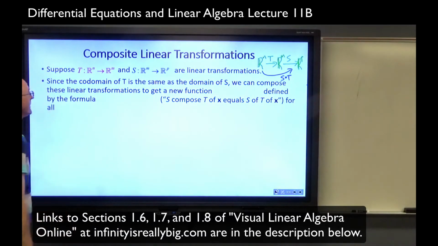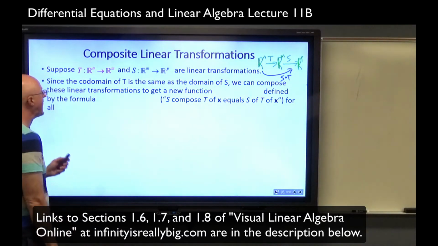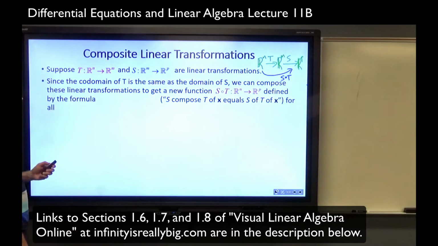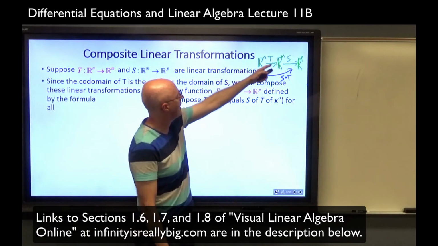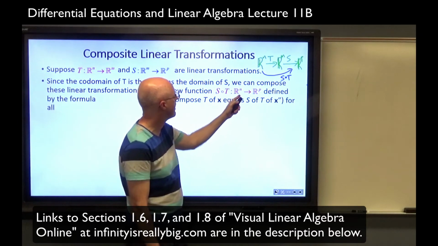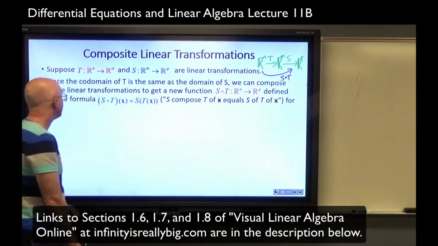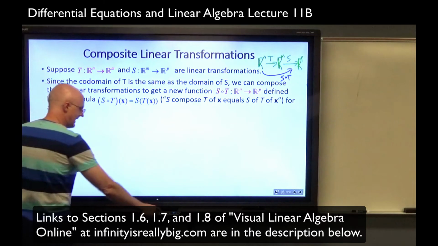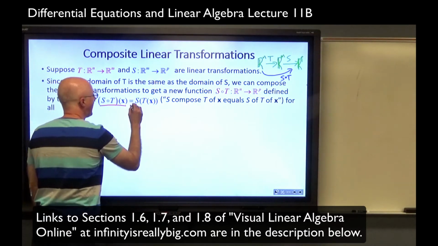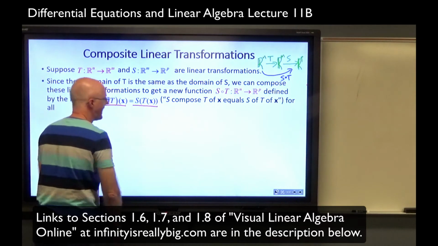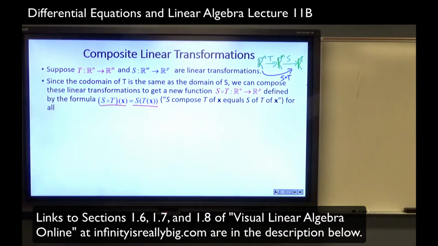Since the codomain of T is the same as the domain of S, we can compose the linear transformations to get a new function, S compose T, from Rn to Rp. The domain is Rn, the codomain is Rp, defined by this formula. S compose T of x equals S of T of x. And I wrote that out in words to really emphasize it.